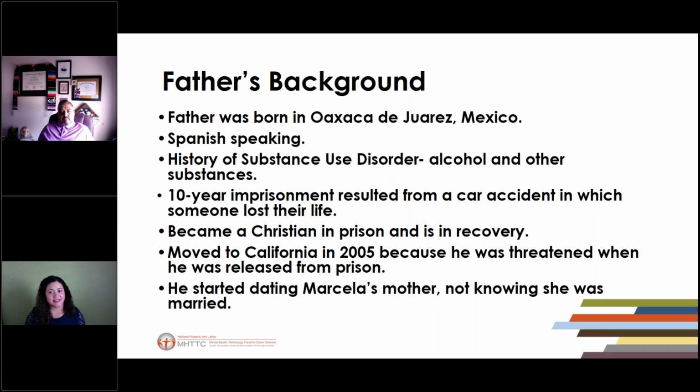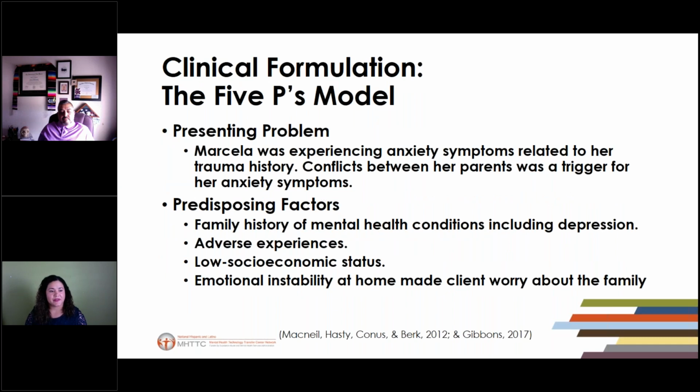So next slide, please. In this case, I tried to do the 5 P's model. We have the presenting problem. Marcela was experiencing a lot of anxiety, but mostly that anxiety that we can observe in this girl was coming from the conflicts between both parents. And I want to acknowledge that sometimes the parents talk about things that are not okay for a 6-year-old to hear, and that is something that we address during therapy sessions.